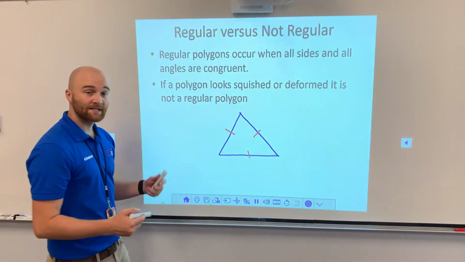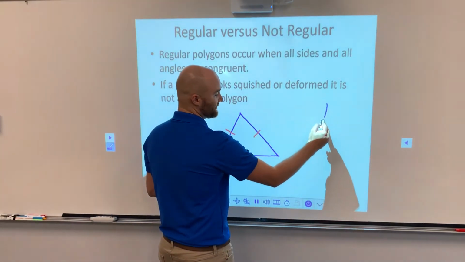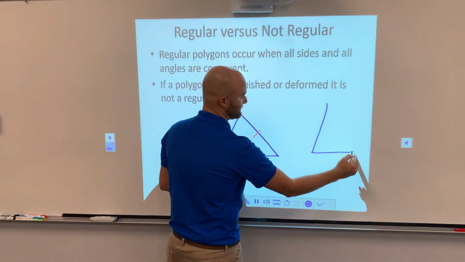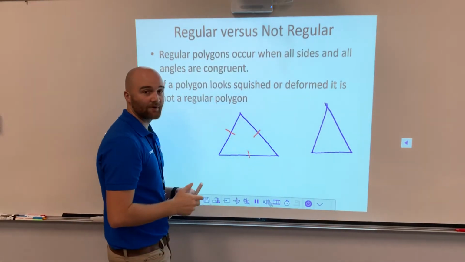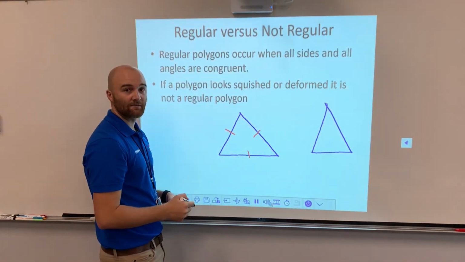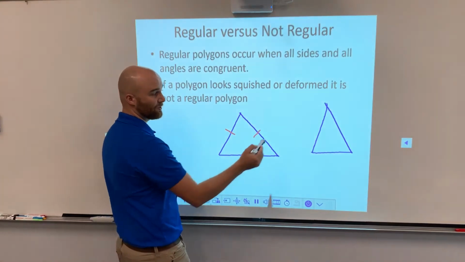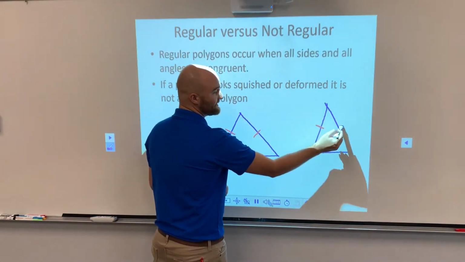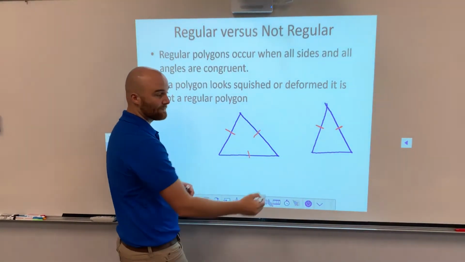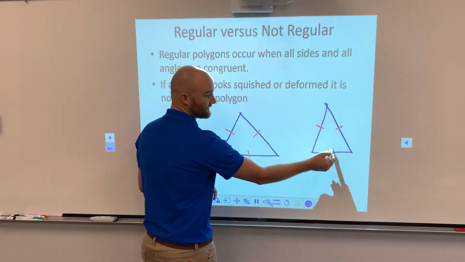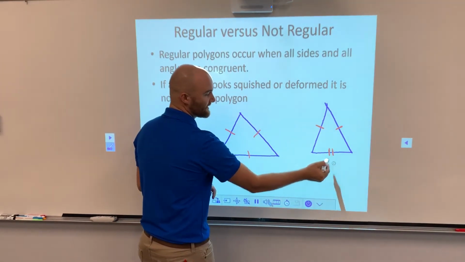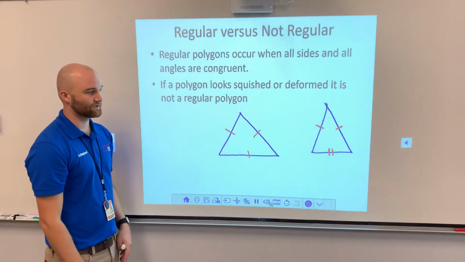Let's look at a triangle that's not regular. This triangle here is not regular. Not all of the sides are the same. If I were to use my tick marks for congruency, I can see these two sides are the same, but this side down here is a different length. So instead of using one tick mark, I'm going to use two tick marks.